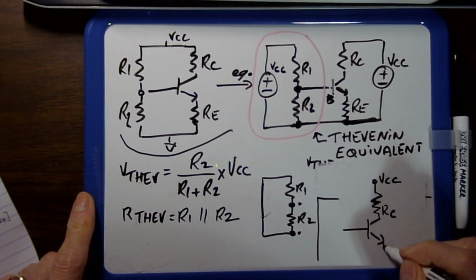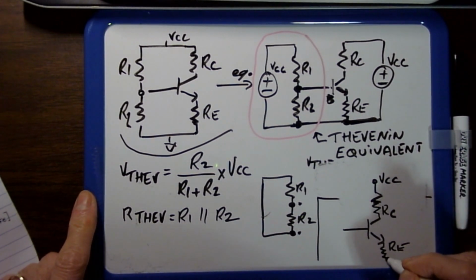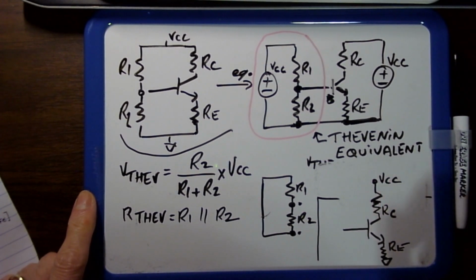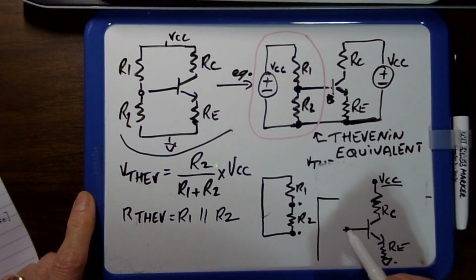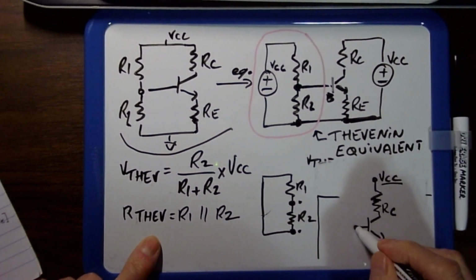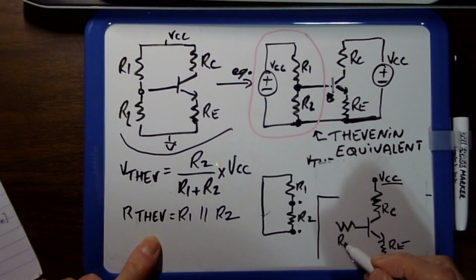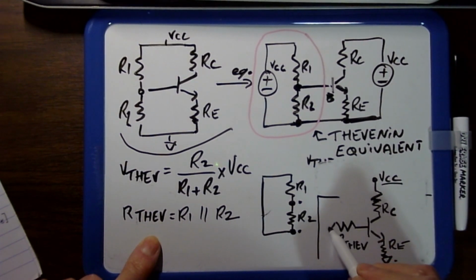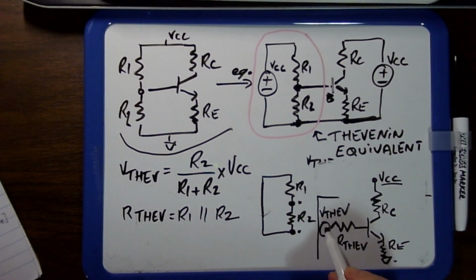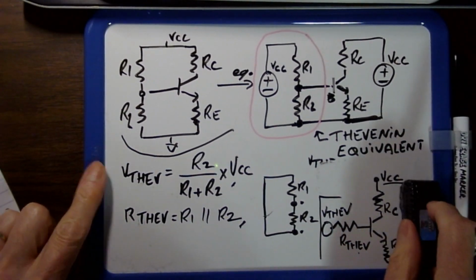At the bottom, it's going to be RE, and at the bottom is going to be the ground. So you have VCC, ground here, and on this side it's going to be your RTEV connected to your VTEV. So this is VTEV here, and this is RTEV, that one. So maybe I should redraw the whole thing. Let's get rid of all this stuff.